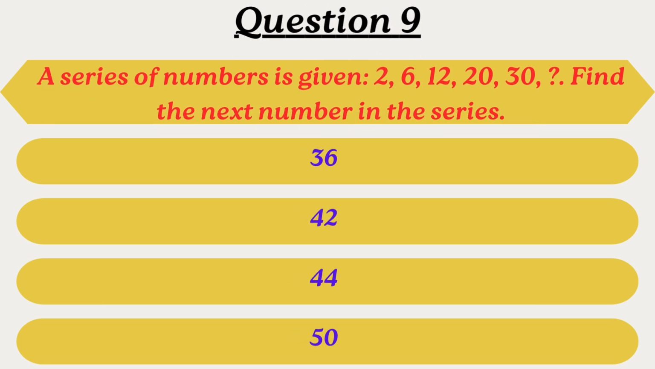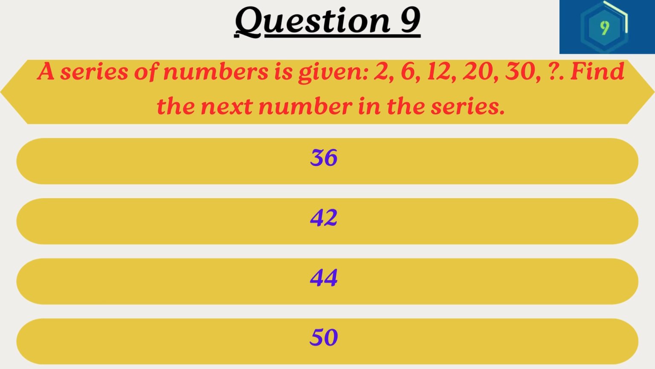Question number 9. A series of numbers is given: 2, 6, 12, 20, 30. Find the next number in the series. Options are 36, 42, 44, 50. Please comment your answer now. The answer is option B, 42.